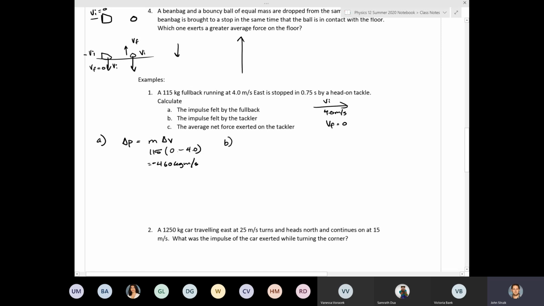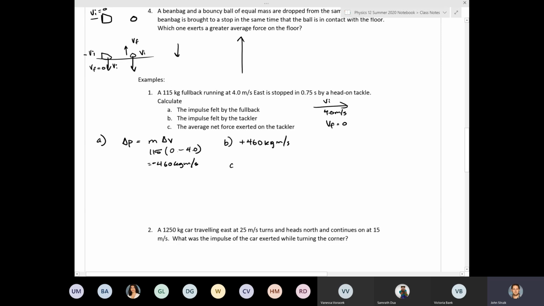If you think about it, there's no information about how fast the tackler was running or anything like that, but we can apply Newton's third law. Newton's third law says that any force will have an equal and opposite force. So the force required to stop the fullback is going to be the exact same force experienced by the tackler. A tackler cannot tackle somebody with a certain force without feeling that exact same force. So the tackler's impulse is positive 460 kilogram meters per second, because it's equal and opposite, Newton's third law.